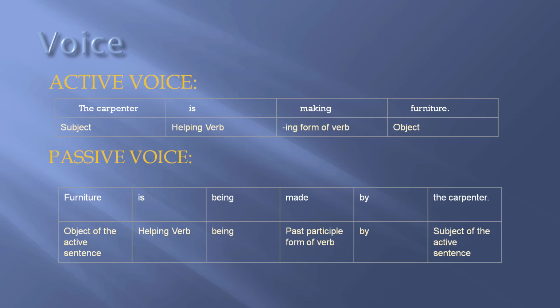Dear students, for your better understanding, I've added a few examples. Just have a look at them. The carpenter is making furniture, and the passive voice is, furniture is being made by the carpenter. This was all about affirmative sentences. Remember this basic formation structure.